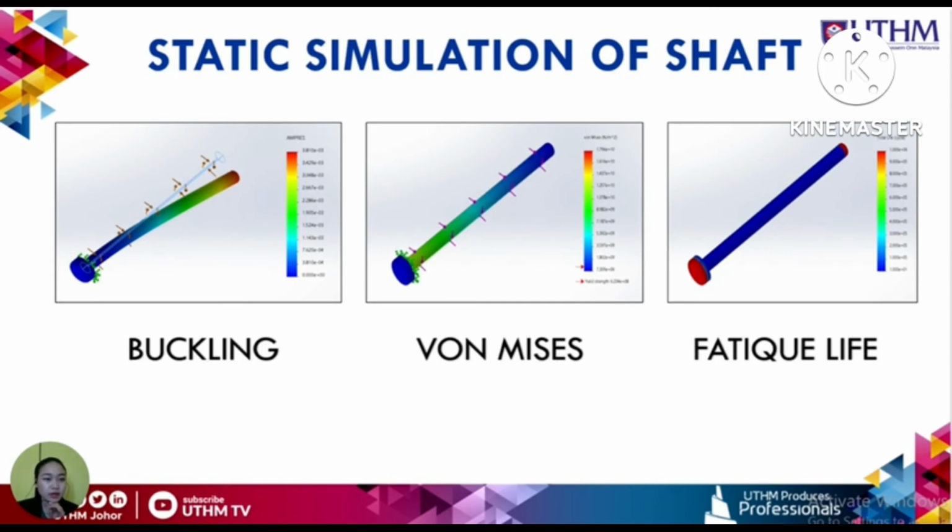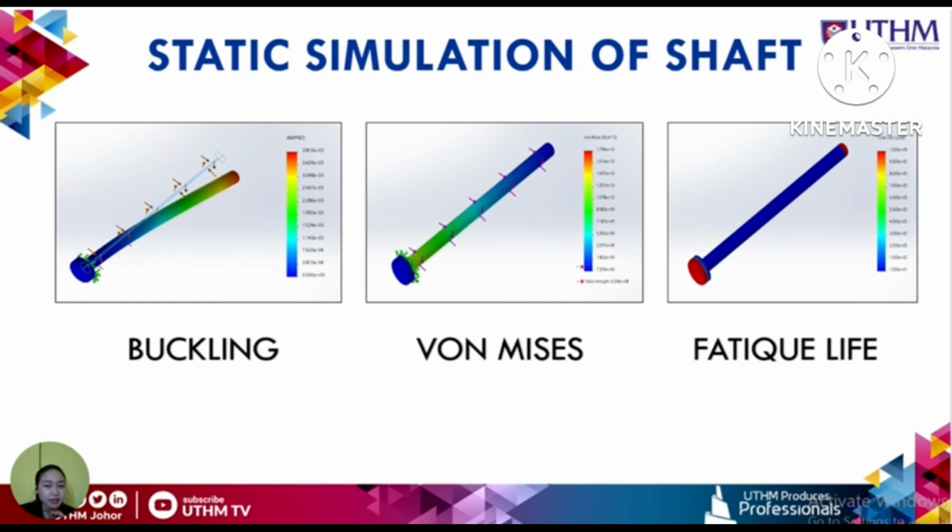The maximum value for the buckling is 3.81 exponent negative 3. For the von Mises, the maximum value is 1.796 exponent 10. But the yield strength result for von Mises is 6.2 exponent 8, which means the yield strength is greater than the critical value. So this shaft is still safe.